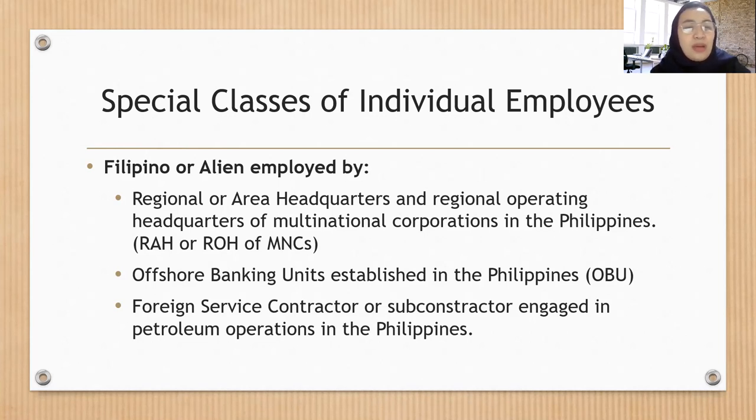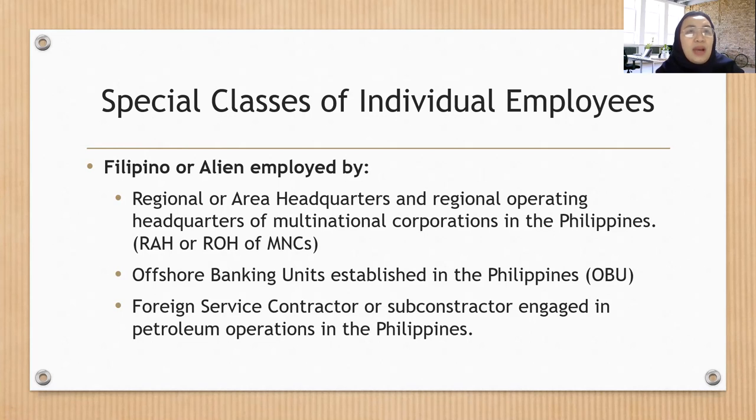So ano ba itong mga RHQ or ROHQ, no? Multinational company. So there are several branches of international companies operating in the Philippines. So for example, DHL, no? So meron silang branches here in the Philippines. Manulife, no? It's a multinational company operating around the Asia Pacific and all around the world in that sense.